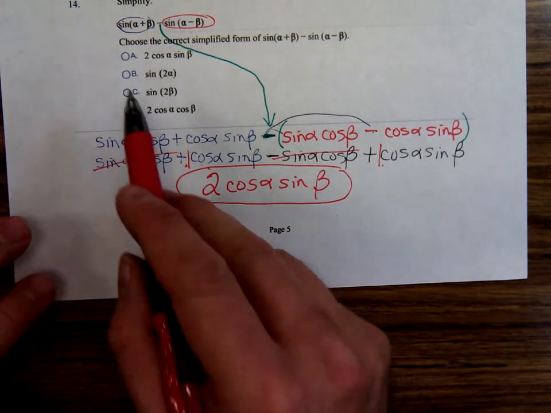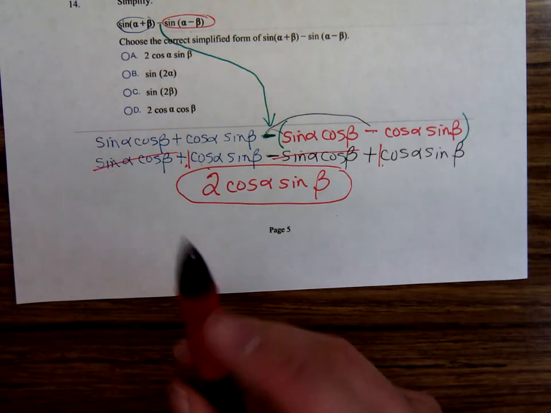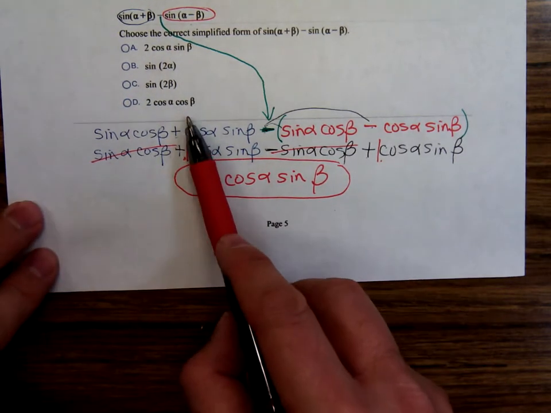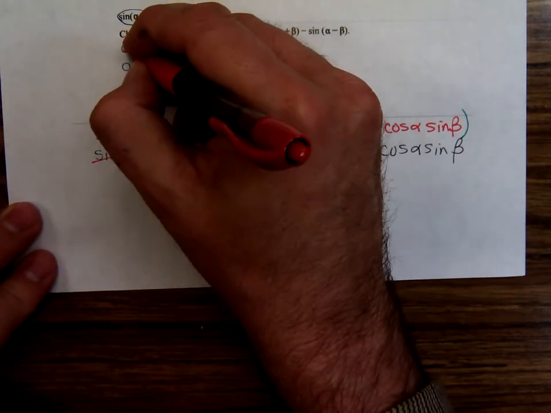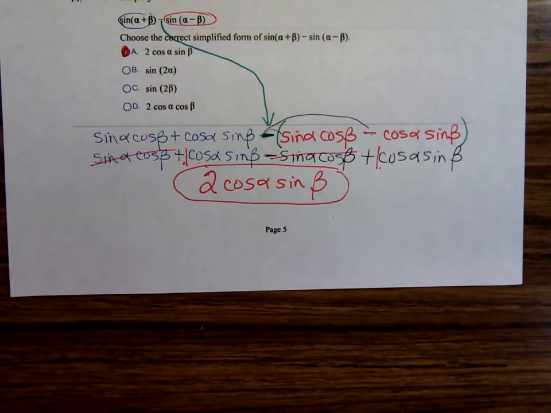Oh, and which one was it? What's the difference between A and B? 2 cosine alpha. Oh, wait. It's 2 cosines. Yeah, it has 2 cosines. It's A. Okay. Any questions there?